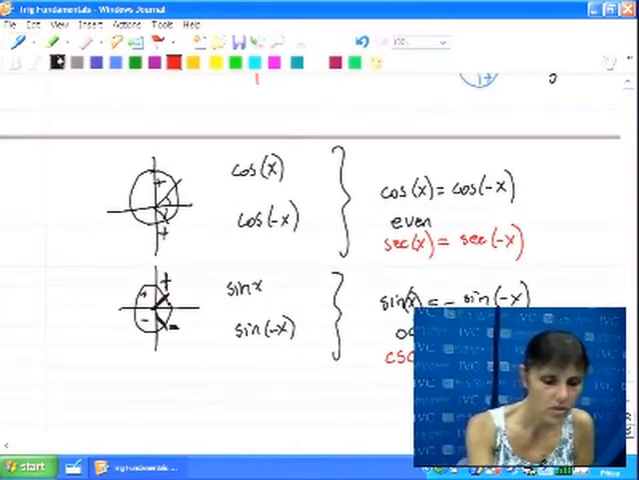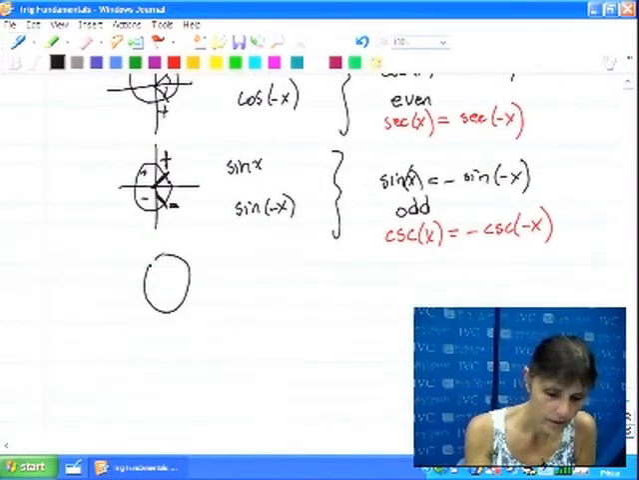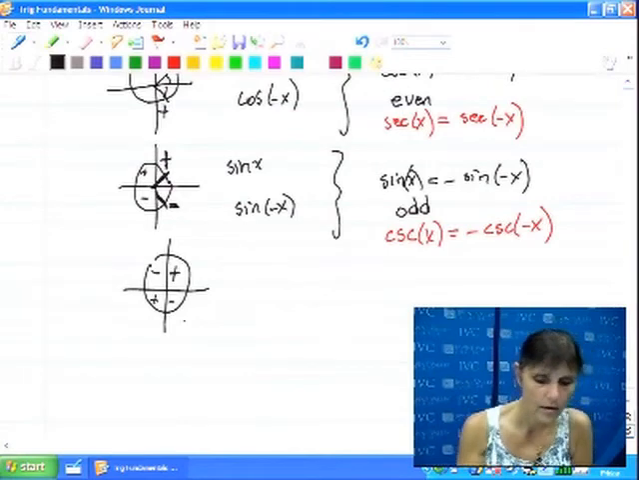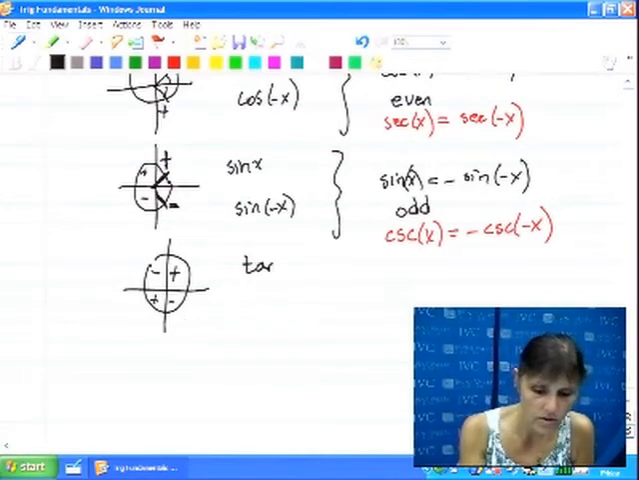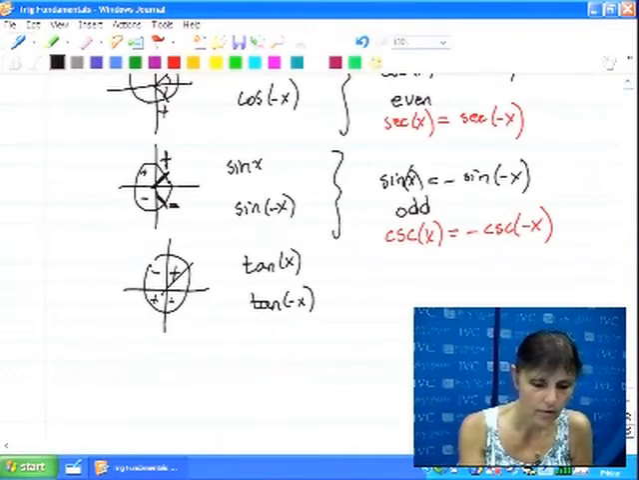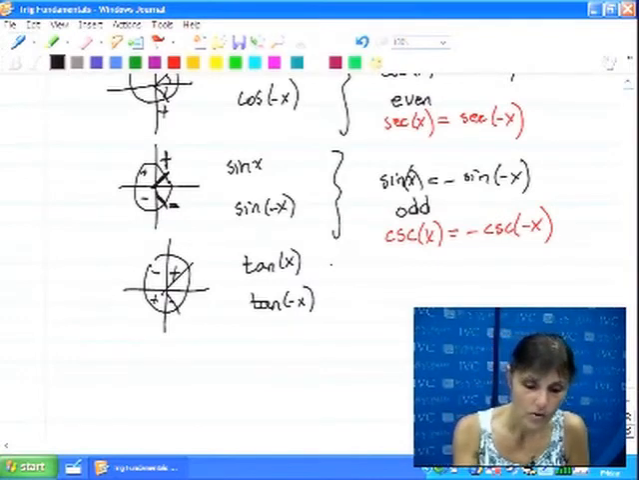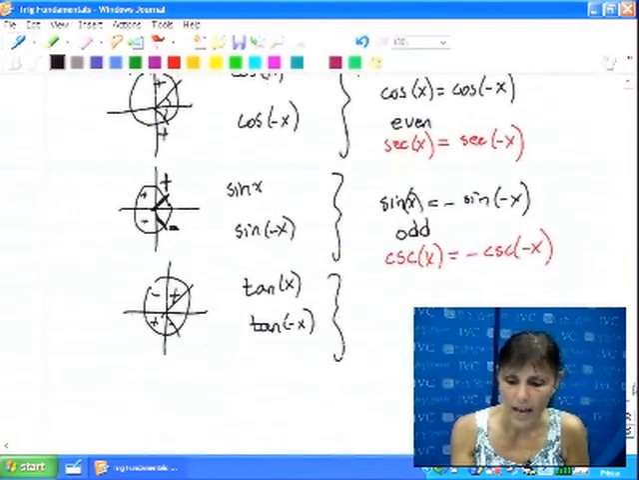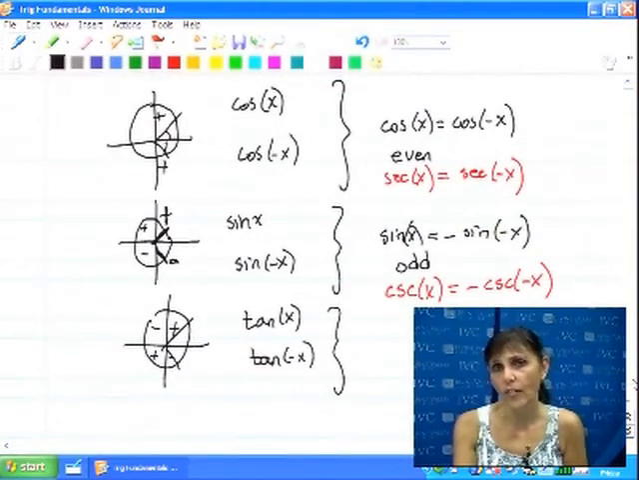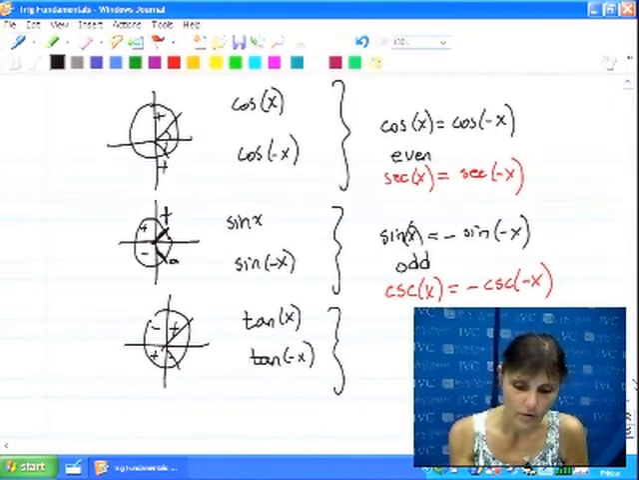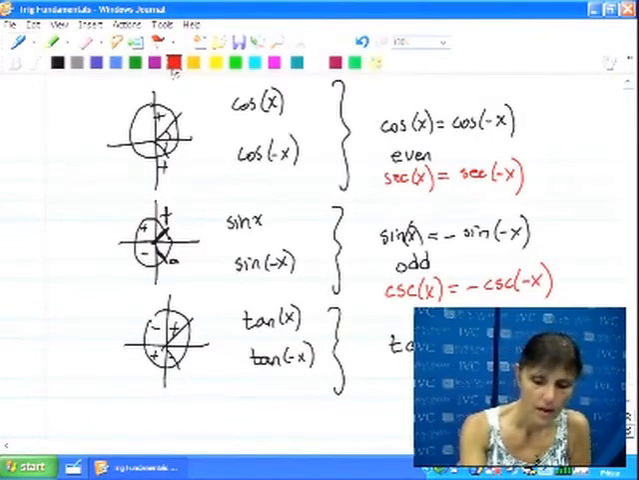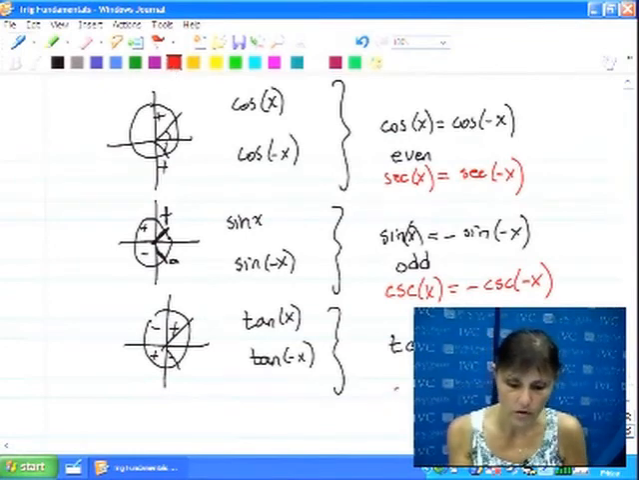Okay, now let's look at tangent. I know tangent is like this. All right, so let's look at tangent x and tangent of negative x. What happens? Tangent of x and tangent of negative x are off by a negative. So this is kind of an interesting fact. Tangent is actually a division of an even and an odd function, so it ended up being odd. So in other words, tangent of x is negative tangent of negative x. So this is also an odd function. And cotangent, since it's the reciprocal of tangent, will work the same way.